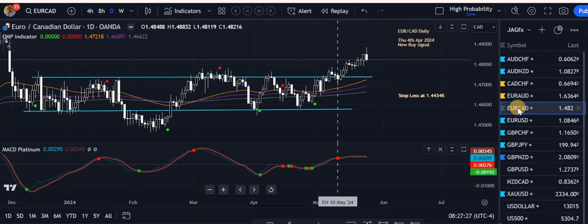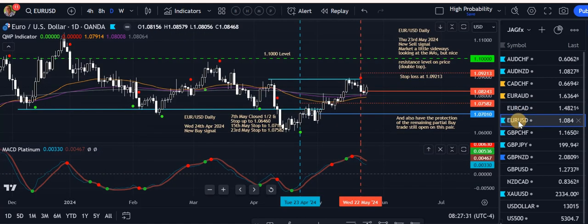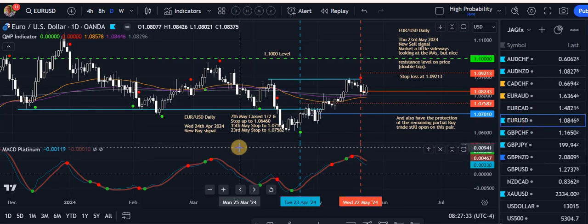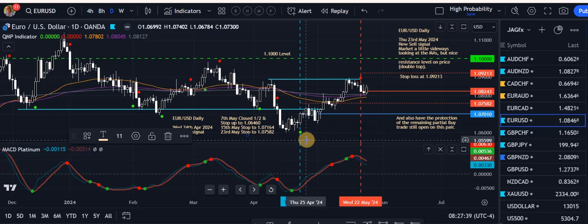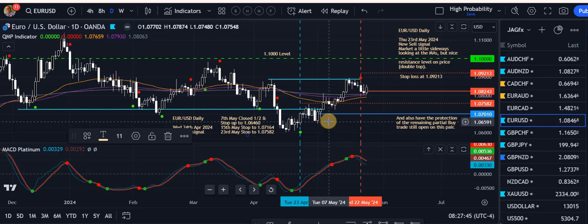EuroCAD, no trades on. Still regretting not taking that buyback here, but that's hindsight. Euro USD, I'll just tidy this up a bit. I'm in a buy still from 24th of April. Here. There's my trade management. 7th of May I closed half, so I'm thinking that might be in here somewhere.